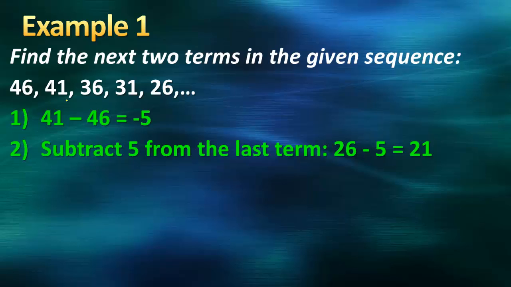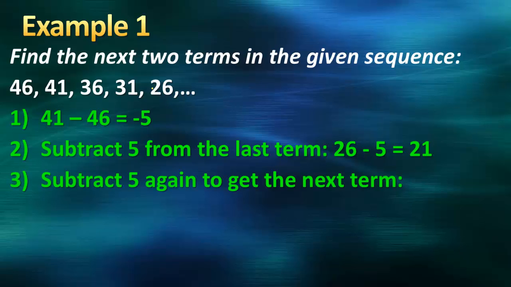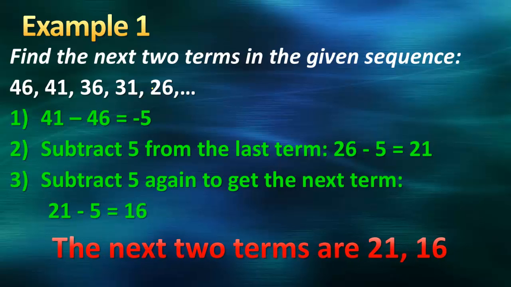Okay, next, we have to subtract 5 from the last term, because if we look, we're going down by 5 each time. So next, we'll do 26 minus 5, which is 21. And we'll subtract 5 from 21 again, which will give us the next term, 16. So your answer is the next two terms are 21 and 16. Pretty easy stuff.